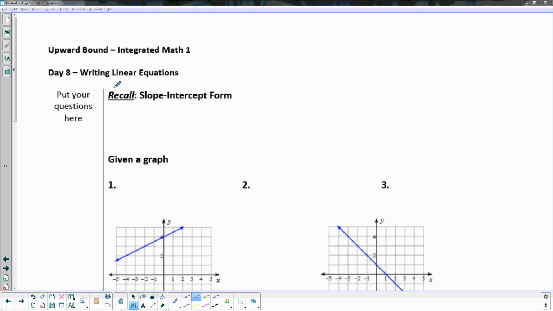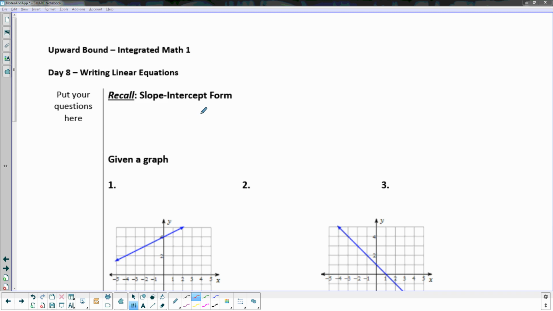Today we're going to talk about, real quick, flashback to last time. We talked about graphing things in slope-intercept form. Today we're going to be writing equations of graphs, and we're going to mainly focus on slope-intercept form.